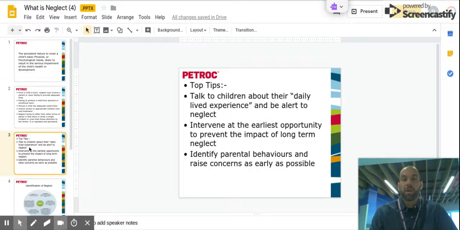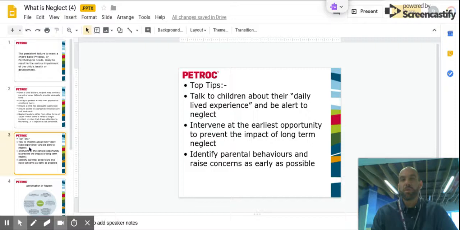When we're looking at identification of incidents of neglect, it really helps us if we know our learners, we know the people in front of us, we know what their consistent lived experience is. So talk to our learners about what their lived experience is. If you're worried about them, be professionally curious, ask them questions, be interested in what they're doing outside of college, and be alert to neglect.